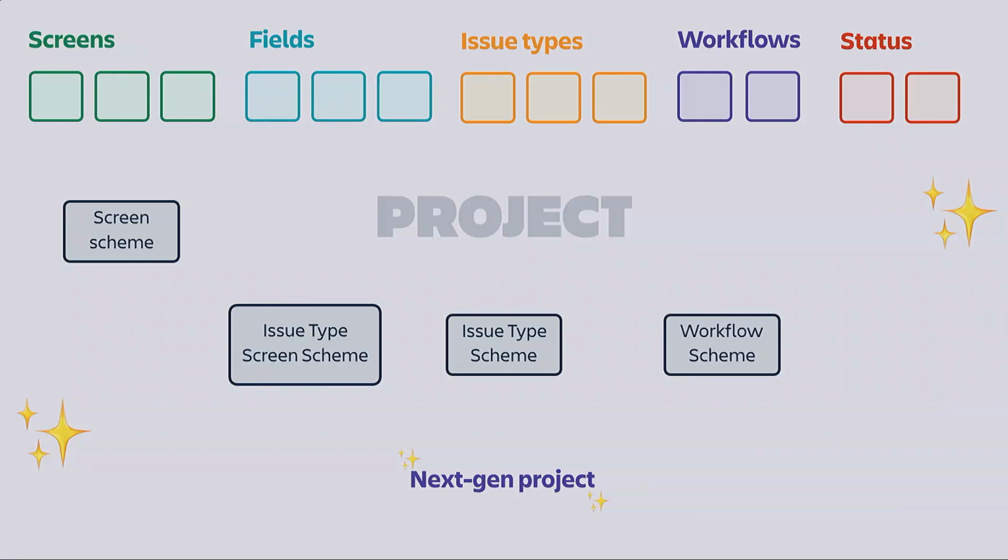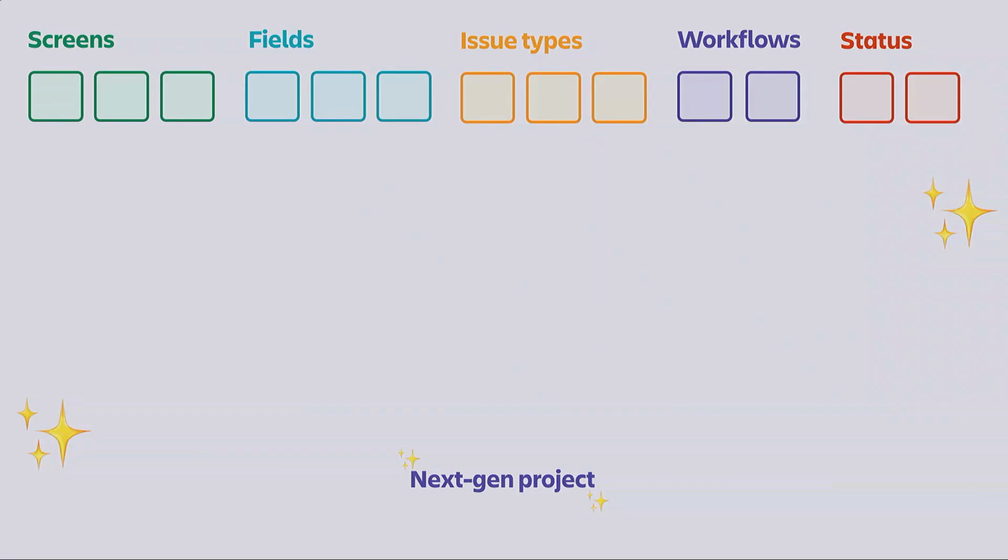Since all those entities are within the project, we don't actually need schemes. We know what entities we want to use for this project. We don't need to map them anymore. So schemes, they're gone. We don't need them. How cool is that, right?